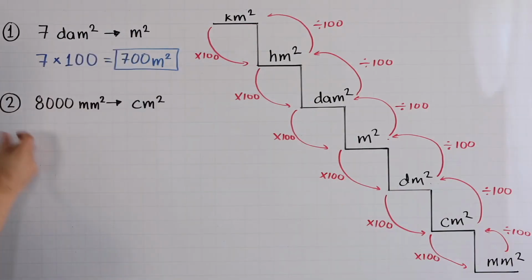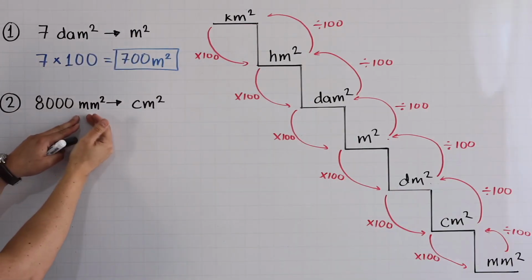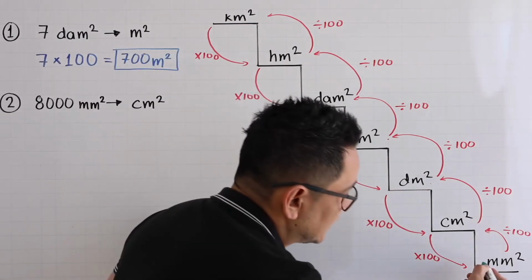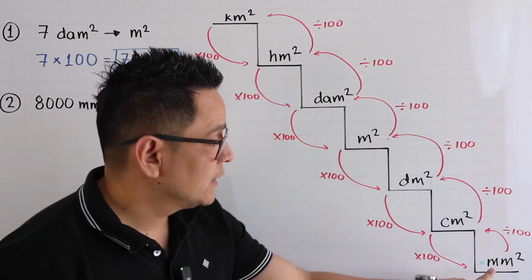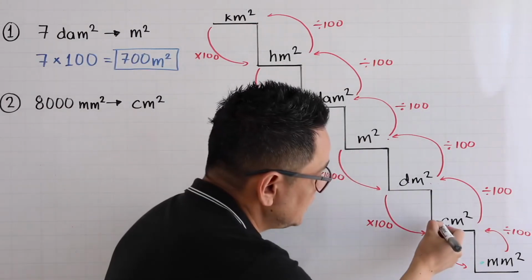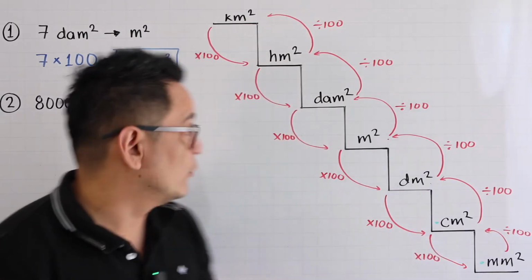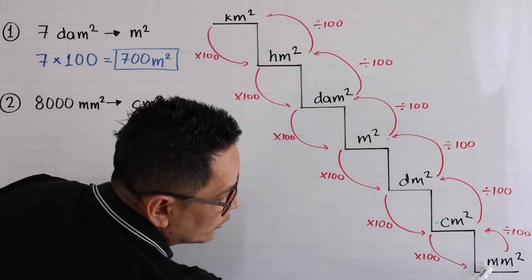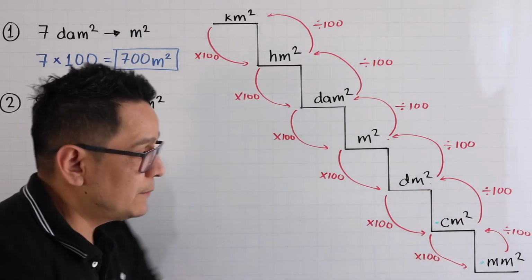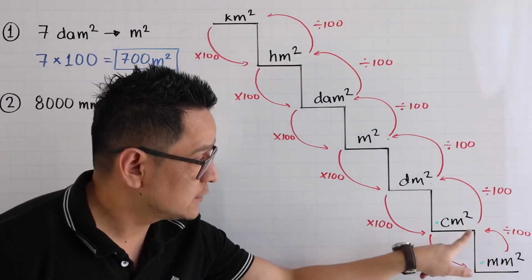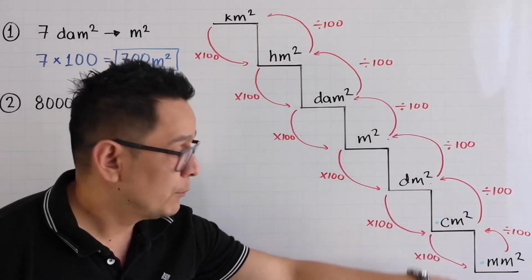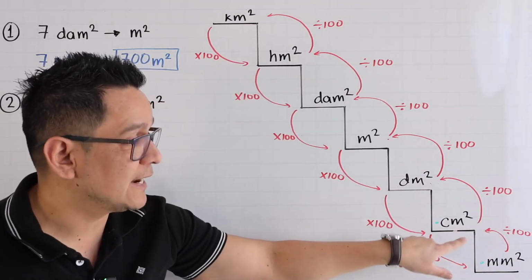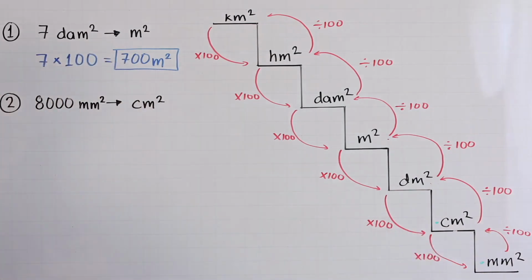In exercise number 2, we're going to convert 8,000 square millimeters to square centimeters. So once again, with another color, let's highlight the two units we want to relate. In this case, they are square millimeters and square centimeters. So, since I want to convert from square millimeters to square centimeters, I want you to notice that now I'm going up a step, and we said that when we go up a step, what do we do? We divide by 100. Therefore, I have to divide the amount of square millimeters by 100 in order to get to square centimeters, right? So let's do that.